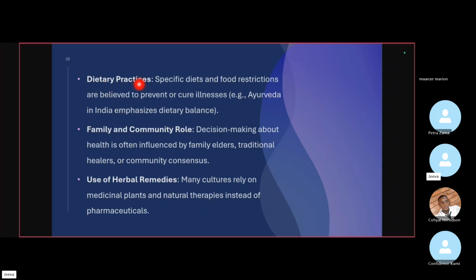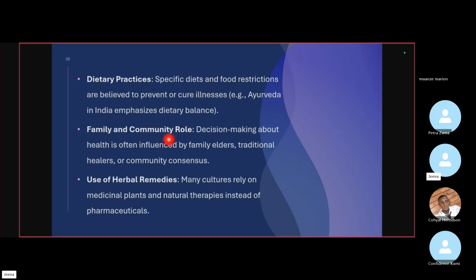Then dietary practices. Specific diets and food restrictions are believed to prevent or cure illness. As I told you, there are different beliefs in diet plans as well. Some people believe that if they properly look after their diet and meal plans, they can cure their illness, with no need for any medical treatment. So this is another cultural belief people have.